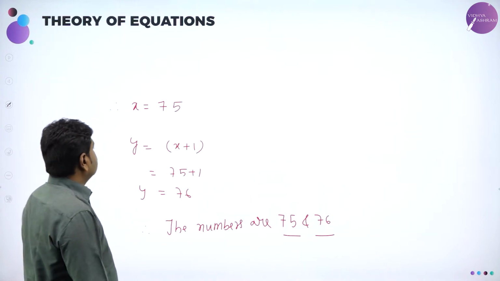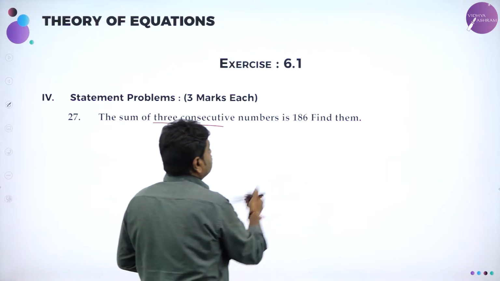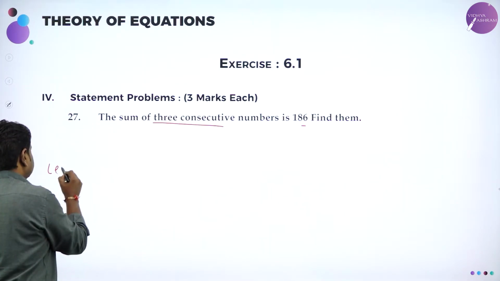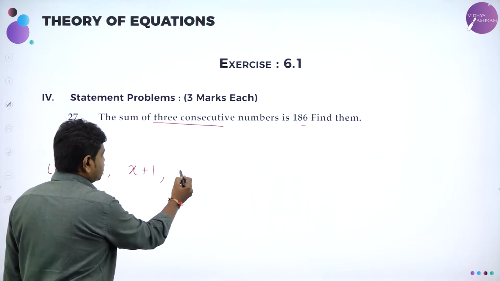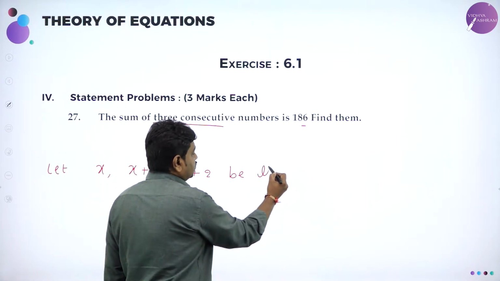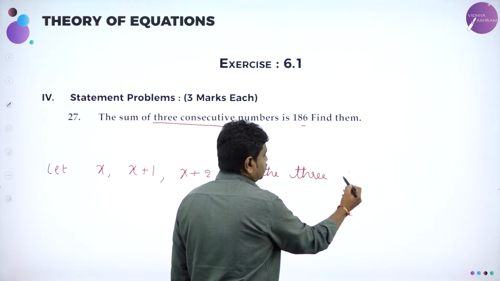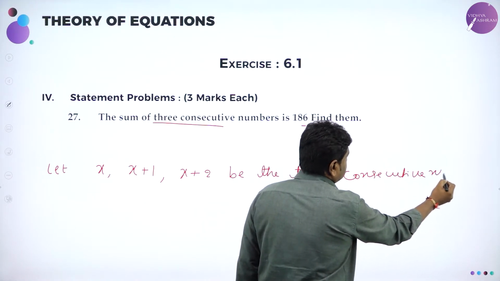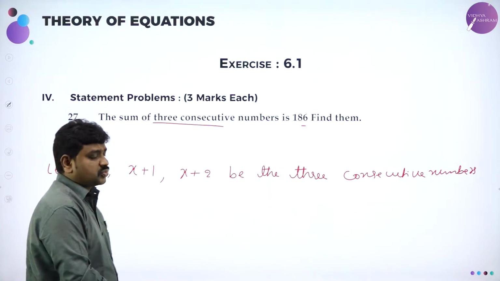So we'll do that. So now in the next problem, the sum of three consecutive numbers is 186. Find them. So what we'll do? Let us assume, let X comma X plus 1 comma next number is X plus 2 be the three consecutive numbers. So first we'll assume the numbers. What are the three consecutive numbers? X, X plus 1 and X plus 2.